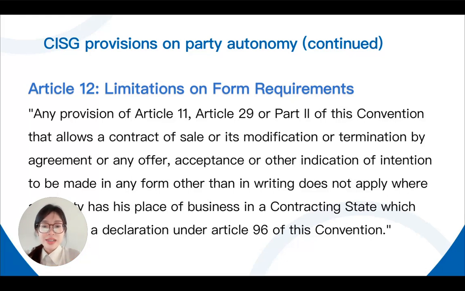or any offer, acceptance or other indication of intention to be made in any form other than in writing does not apply where any party has its place of business in a Contracting State which has made a declaration under Article 96 of this Convention.